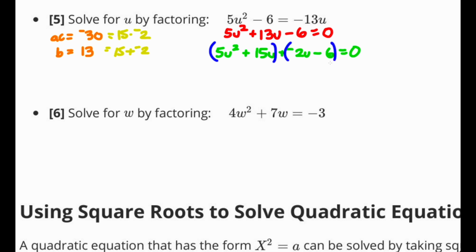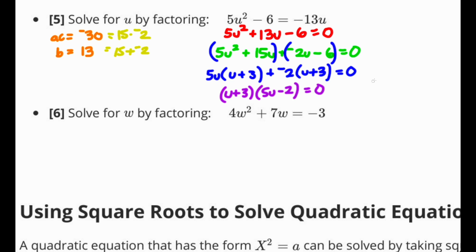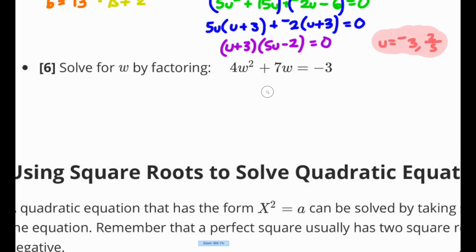Factor by grouping. We're going to factor out a 5u, and you get u plus 3. Plus, always factor out a negative if you can. If you can factor out a negative, do it. It's always going to make your life easier. Just want to throw that out there. So I factored out a -2. I could have factored out a +2, but it's always better to do the negative. It's easier to see the answer. Factor out a u plus 3 here. You have 5u minus 2 equals 0. All right, and once you have those factors, you should get u is equal to -3 and 2/5 as the two answers.